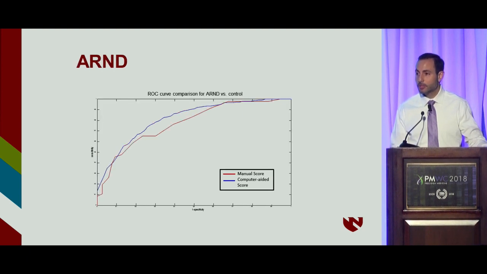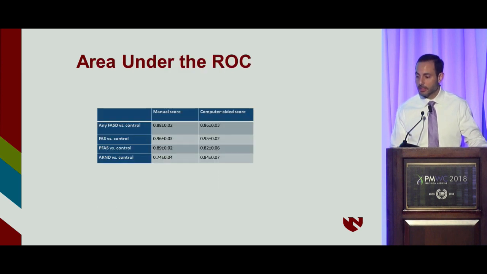But what was really interesting was when we looked at the individual categories, in the case of ARND, the computer-aided score actually outperformed the manual score. And I can show you the tabulated data just so you can see that, where in any FASD, the manual score and computer-aided score are very similar, and we saw the same thing for FAS and partial FAS. But in the case of ARND, the area under the curve for computer-aided score was 0.84, whereas for the manual score it was at 0.74. And these were pretty impressive differences.